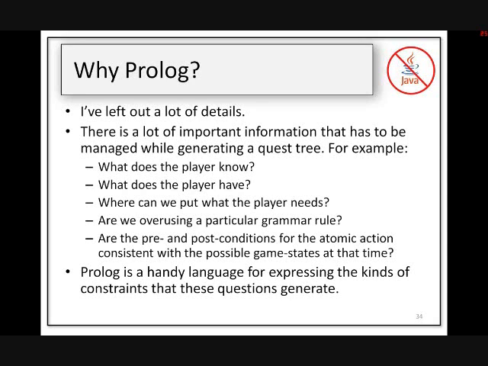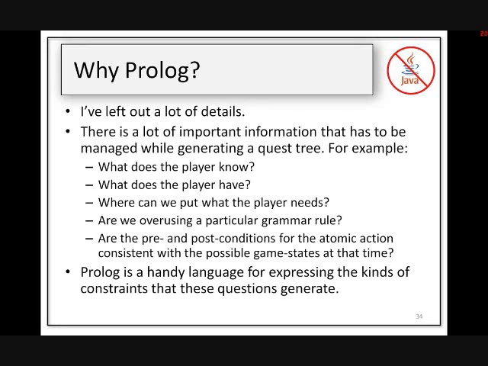For example, what does the player know? And if the player doesn't know things, how do we tell them? What does the player have? And if they don't have the right stuff, how can we get it to them? Where can we put what the player needs? Are we overusing a particular grammar rule? We don't want to send the player from person to person to person asking the same question.